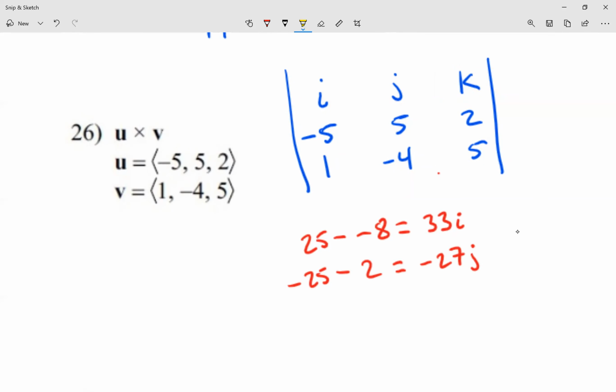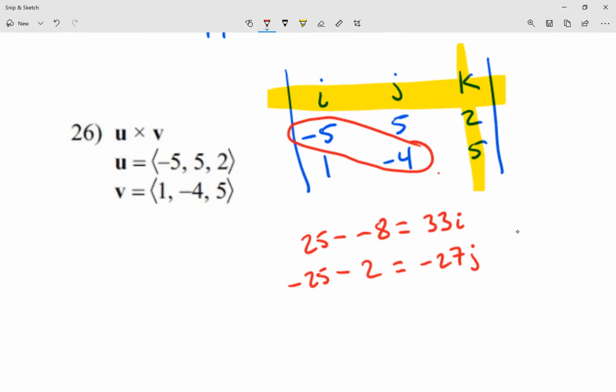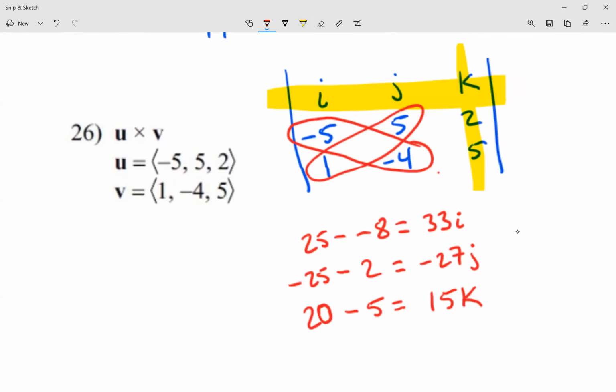Now for my K value, let me cross out the row with the letters. Let me cross out the column with the K. I'm going to cross multiply. Negative 5 times a negative 4 is 20, minus, because there's always a minus, 5 times 1 is 5. Now 20 minus 5 is 15. And that's my K value.